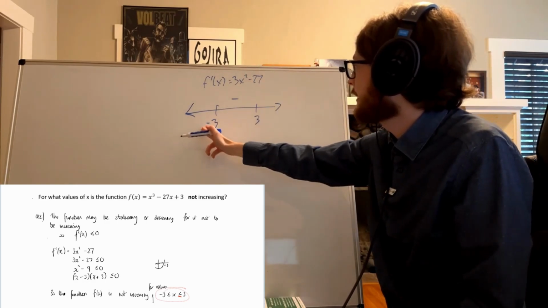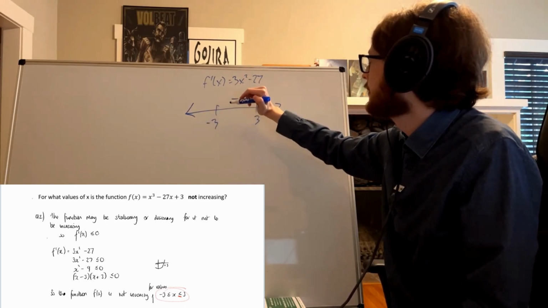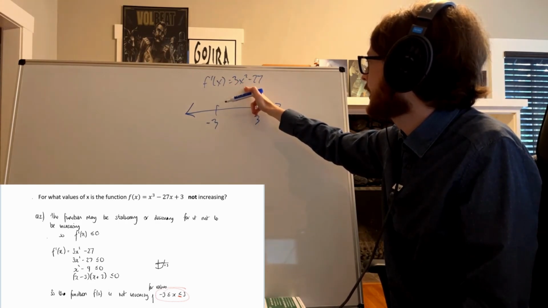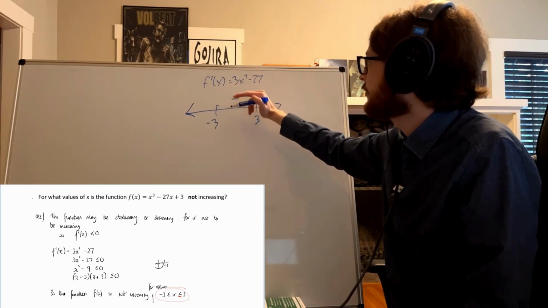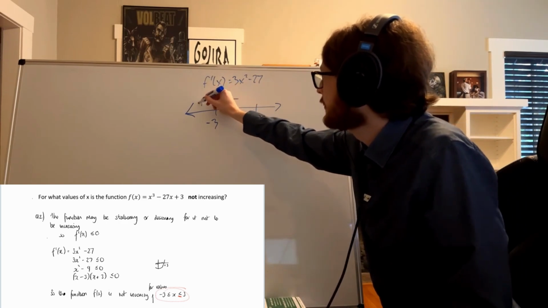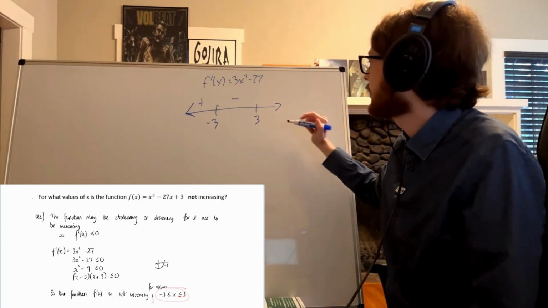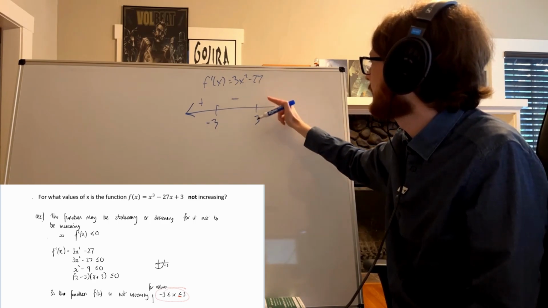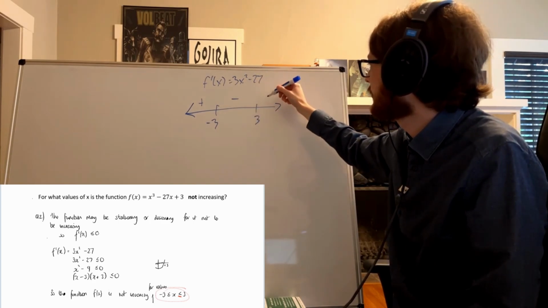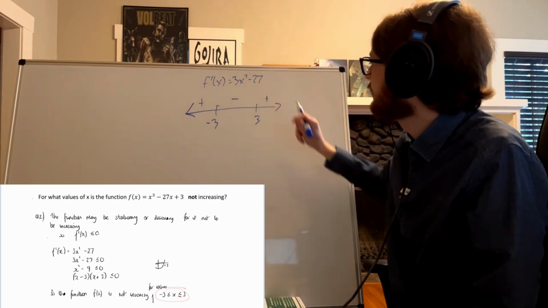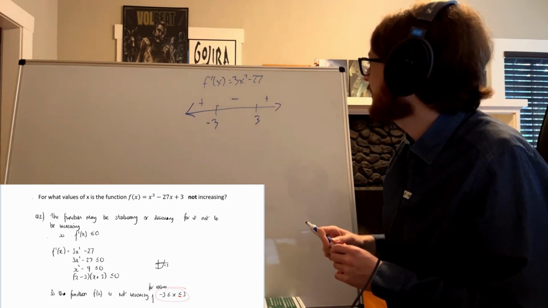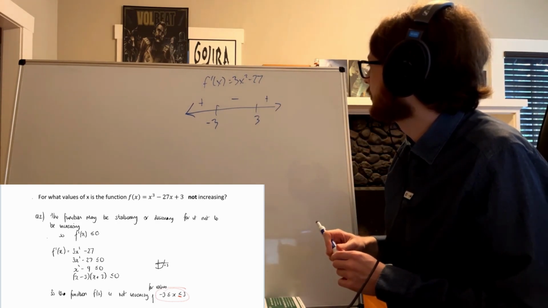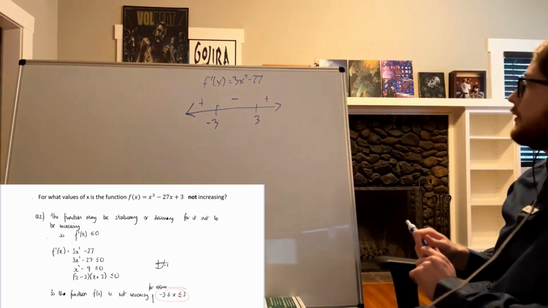To the left of -3, we can plug in -4. -4 squared is +16 times 3 is 48. We get a positive number. Past 3, I assume we're going to get minus, but let's plug in +4. Actually, no, it should be plus. Oh, that makes sense for a cubic.